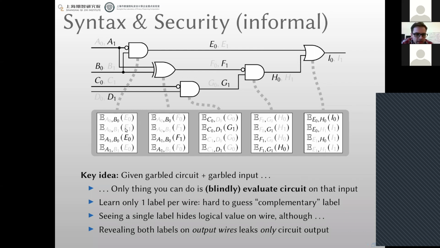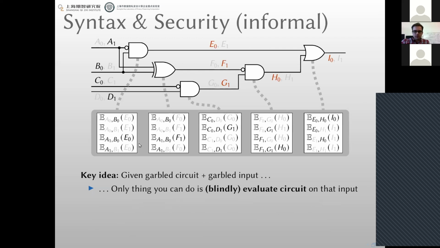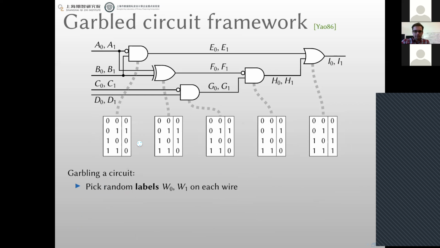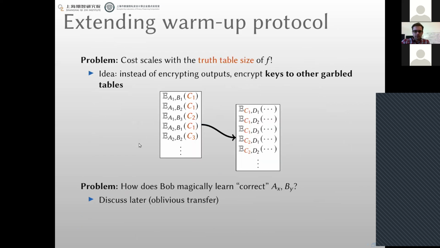Okay, so you're asking, how does Bob know to decrypt the third ciphertext in this gate? I think that's what you're asking. Yes, okay, good. So that's an important question. There is one step that I skipped. So if we go all the way back to this warm-up construction.